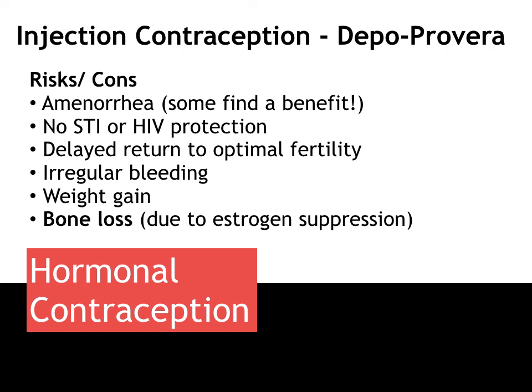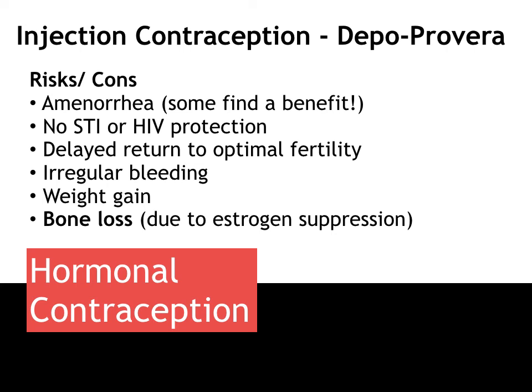So risks or cons, amenorrhea or absence of periods. Some may find this a benefit overall, but that could be a risk or con. Not protecting from STIs or HIV, so you'd want to use a different form of contraception for that protection. There is a bit of a delayed return to optimal fertility, so it might not be the best option for someone that's thinking about having children in the near future. There can be irregular bleeding or spotting. Weight gain is a possible reported side effect.